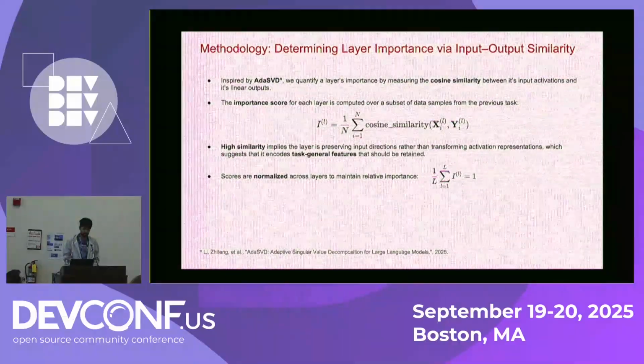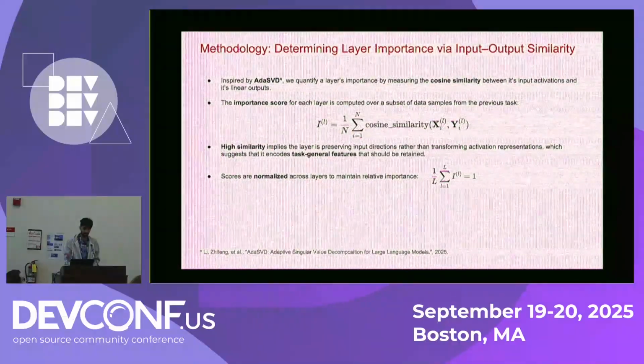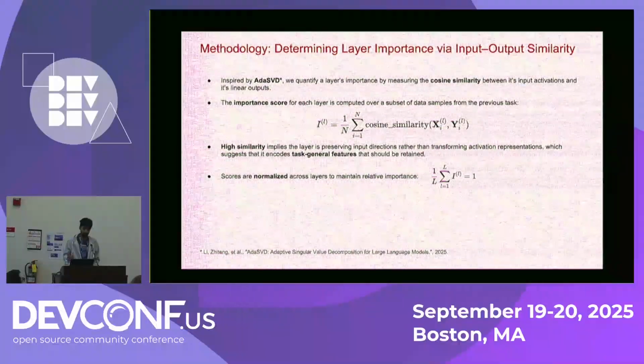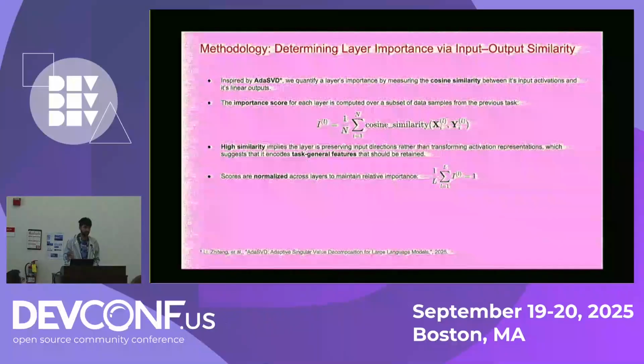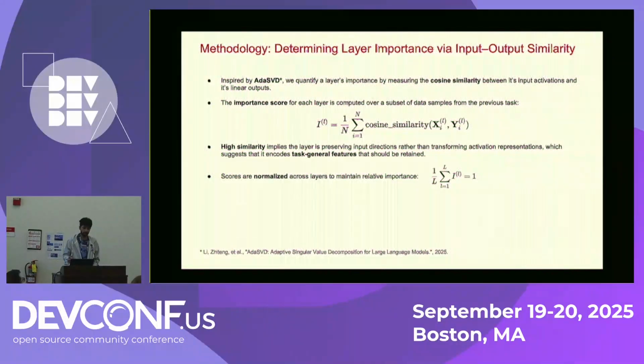So high similarity, that is if xi and yi are very close to each other, it means the layer is preserving the input directions. And it encodes task general features that we need to retain, right? And if the cosine similarity is low, it's something that you can change without affecting the performance on the previous task. And these scores are normalized across layers.